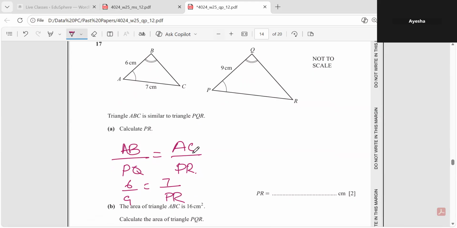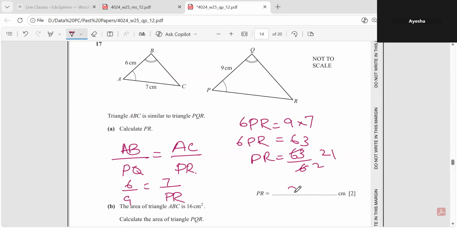So here we have, now we're going to take a cross multiplication. So 6 times PR is equals to 7 times 9, which is 63. 6 times PR. So PR is equals to 63 divided by 6. We can simplify it with 3. 3 2s are 6, 3 21s are 63. So we get 21 by 2, which is 10.5 centimeter.